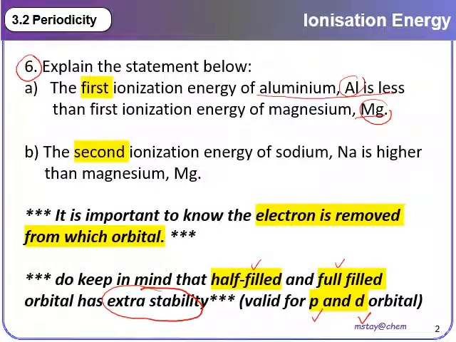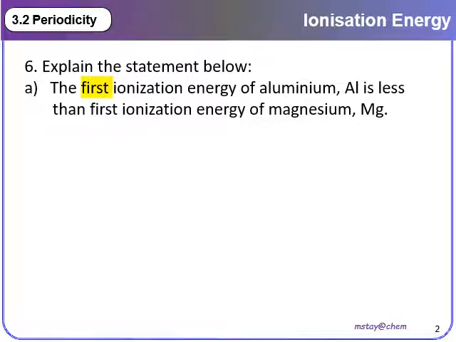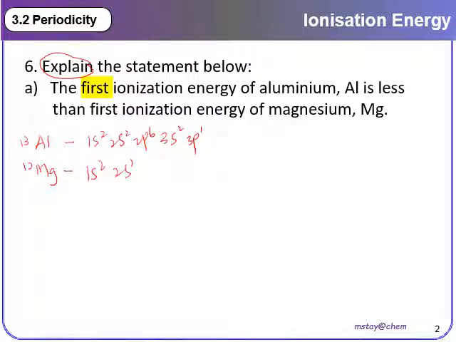Okay, now let's continue to answer the question. Before we give the explanation, I always suggest you write down the electron configuration for aluminium and magnesium so that you will know which orbital the electron is removed from. Aluminium has 13 electrons, so it will be 1s2 up to 3p1. While magnesium has 12 electrons, so we have 1s2 up to 3s2.